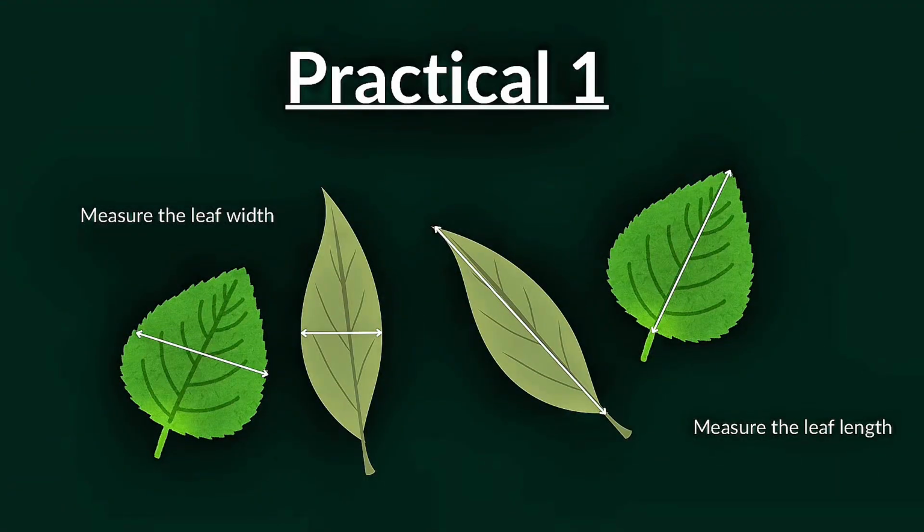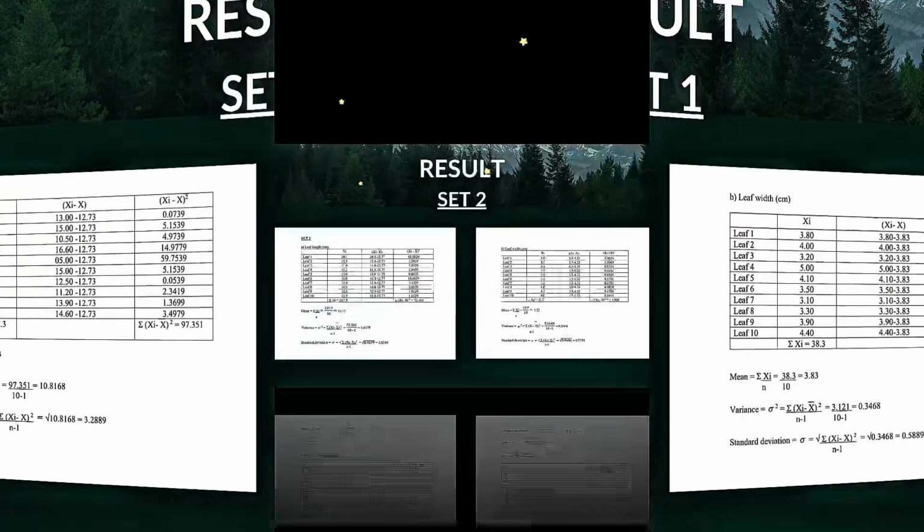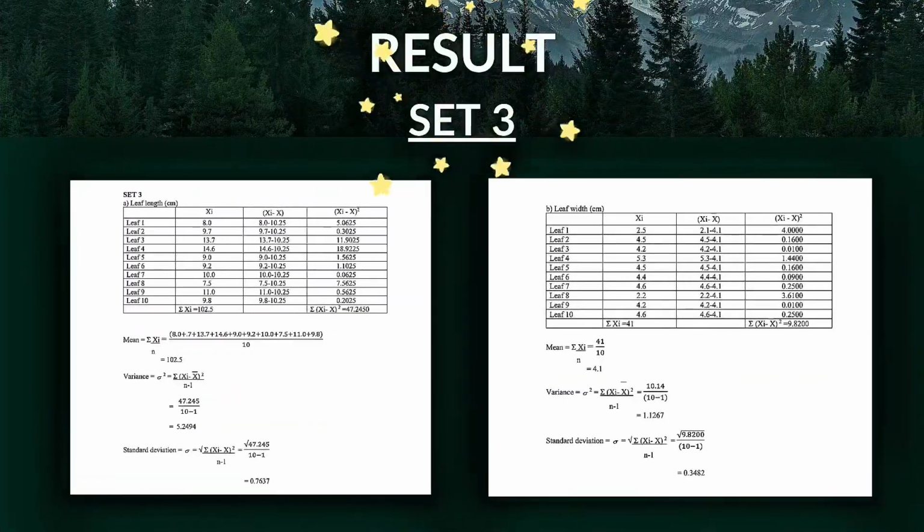So, for this Practical 1, we have to take 10 leaves, measure and record their length and width. Then, calculate the mean, variance and standard deviation of the length and the width of the 10 leaves. Then, we have to repeat for another 2 sets of leaves, so we will have 3 sets of leaves. And tada! This is the result of set 1, set 2 and set 3.